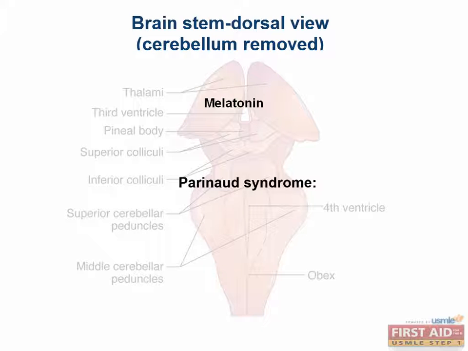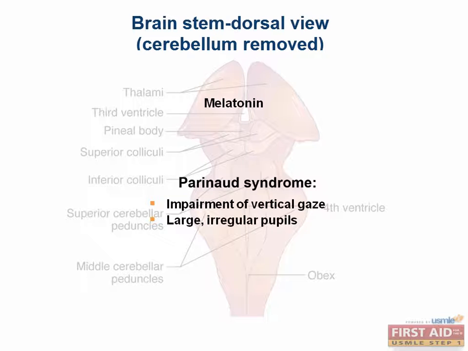Parinaud syndrome is seen with lesions that compress the dorsal midbrain, such as pinealomas and hydrocephalus. The symptoms include impairment of vertical gaze, and you get this because of impairment of the superior colliculi. You will also see large irregular pupils, ptosis, and impaired convergence.